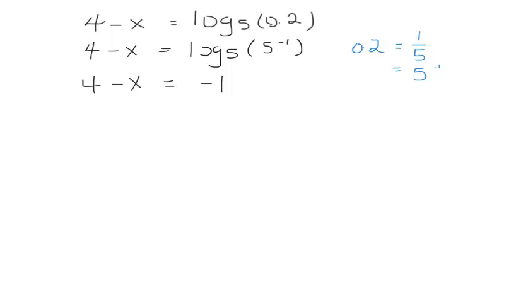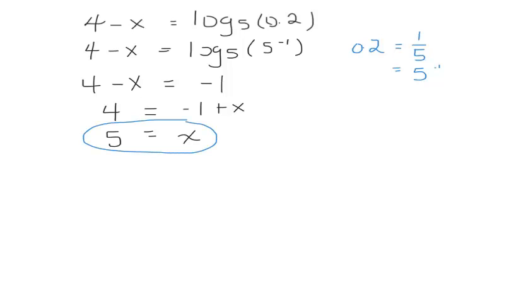I am going to add x to both sides. That gives us 4 is equal to negative 1 plus x. And then I am going to add 1 to both sides, and that's going to give us 5 is equal to x. And since our exponential functions are defined for all values of x, x is equal to 5 is going to be the only solution to our original equation.